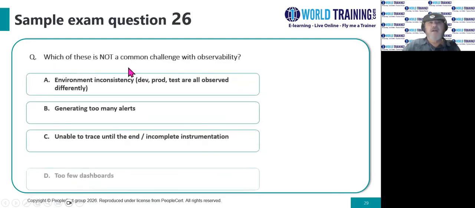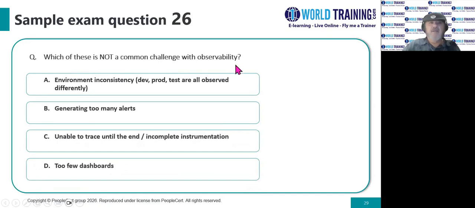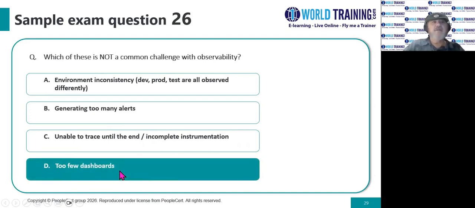Which of these is not a common challenge with observability? Environment inconsistency, that's certainly a challenge. Getting too many alerts can be a challenge. Unable to trace until the end, incomplete instrumentation, that can be a challenge. Too few dashboards, typically not. You often have trying to reduce the number of dashboards. So D, I think, is the best answer here.